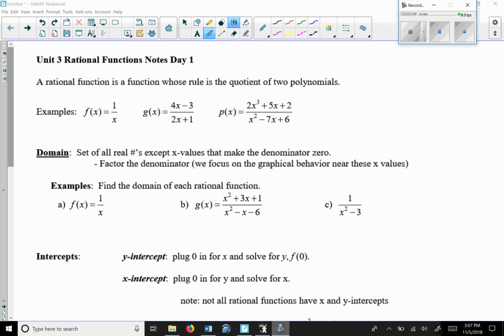Unit 3, Rational Functions, Notes, Day 1. Recall that a rational function is a function whose rule is the quotient of two polynomials. So it's a polynomial divided by a polynomial. And here we have some examples.